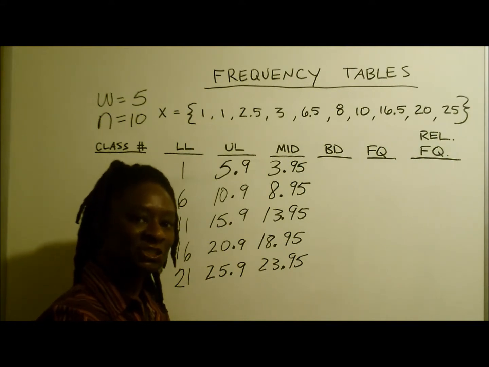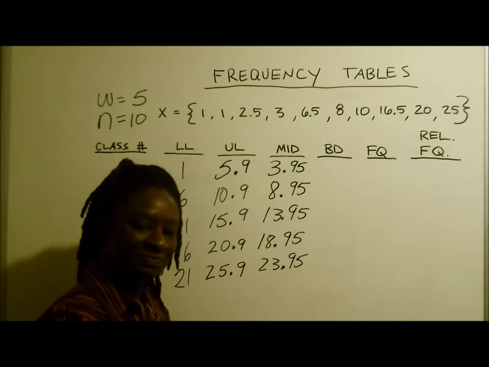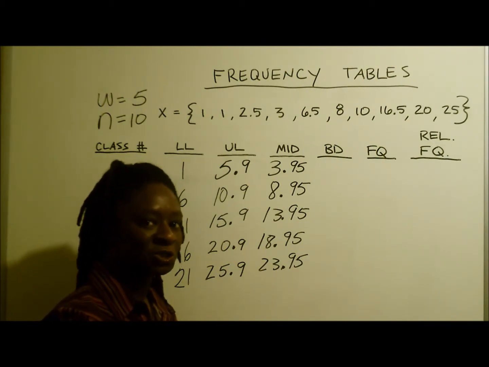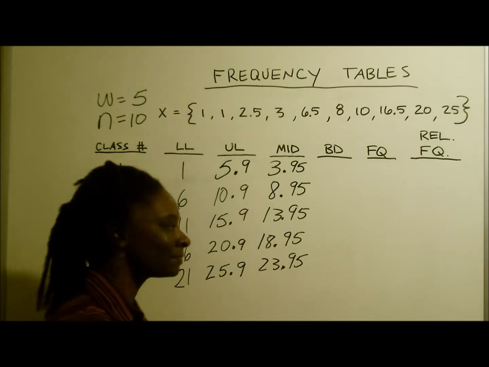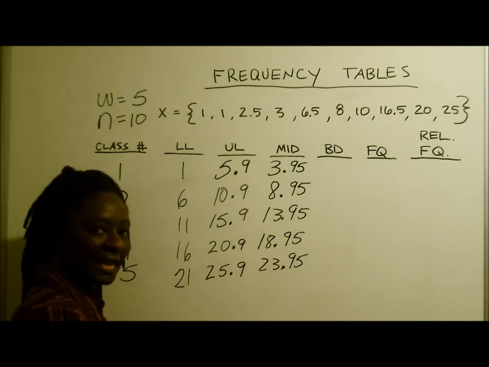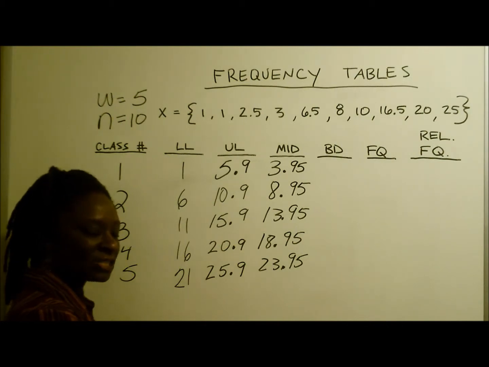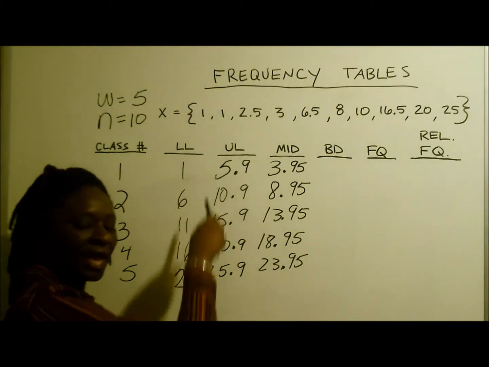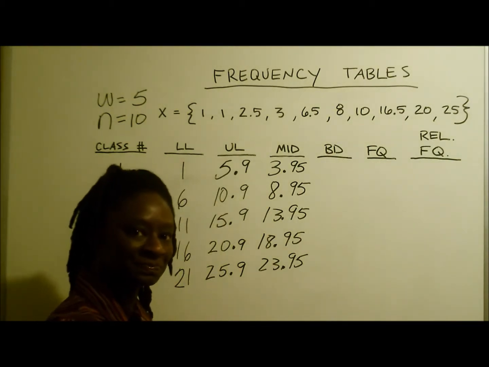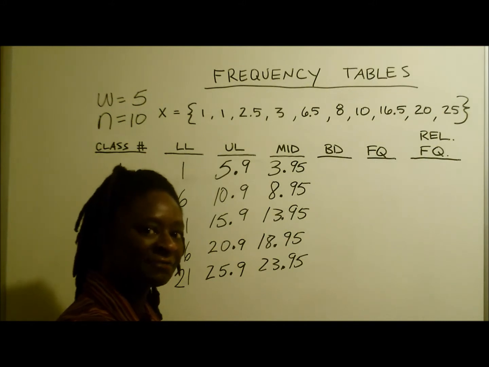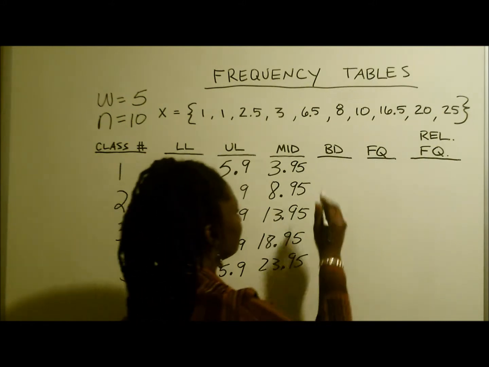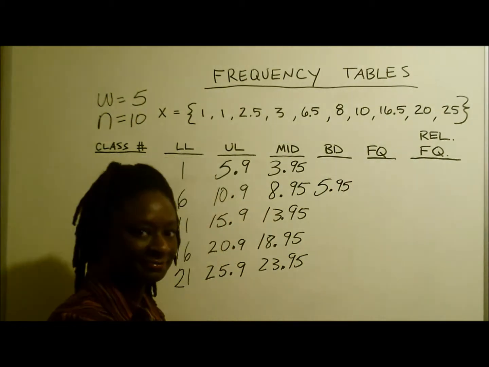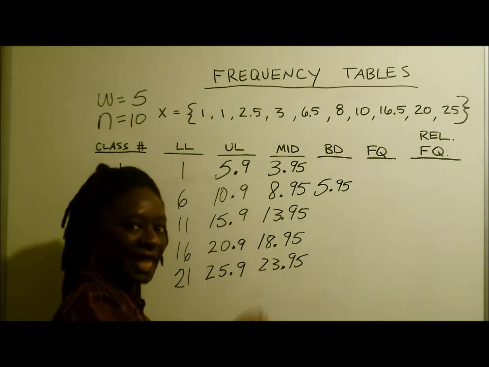The next thing that we need to do is determine our boundaries. So how do we do that? Well, finding our boundaries is a little bit more tricky. Let me show you. What we have to do is take our lower limit in class 2, add it to our upper limit in class 1, and then divide by 2. So our first boundary is 5.95. Notice that I placed our boundary in class 2.